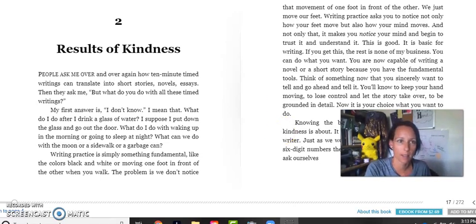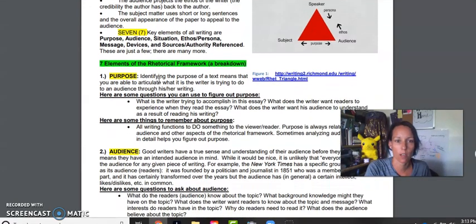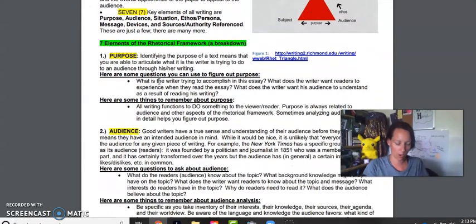So I'm going to click back to that handout. And I am going to go over the components. We have the 7 elements. So on the side, you can write purpose. And you can ask yourself, what is Goldberg's purpose in writing this piece? What is the writer trying to accomplish in this essay? What does she want readers to experience when they read the essay?